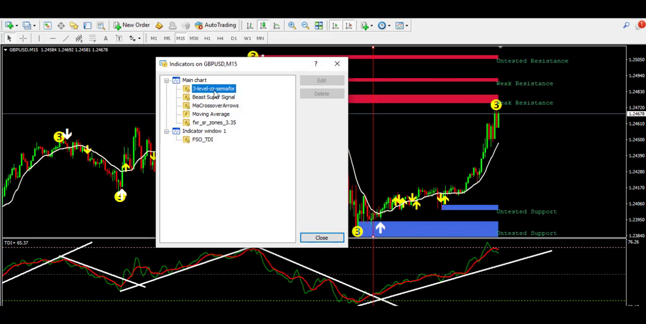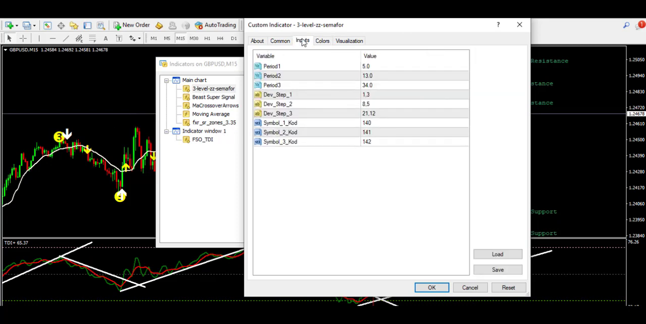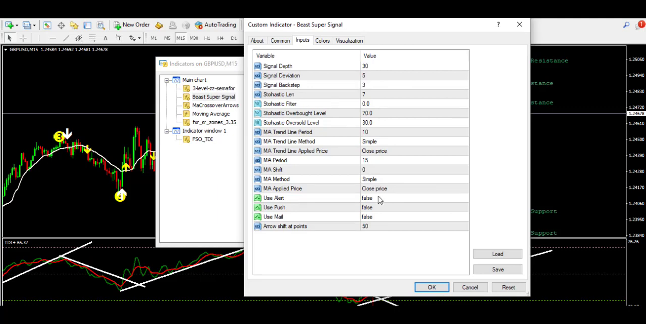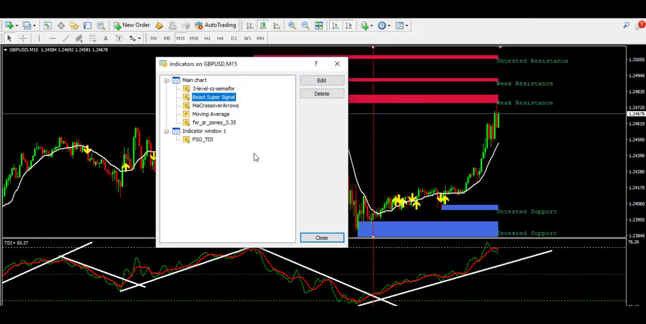I use this 3-level semaphore indicator, and I turn off the other colors, and I only use the yellow color, and that's why you see it here. And these are the values for the indicator. The second indicator is this beast indicator that does repaint also. Here are the values, and the color is white, and that's why you see the white arrow on my chart.